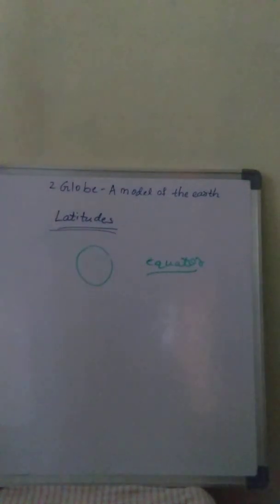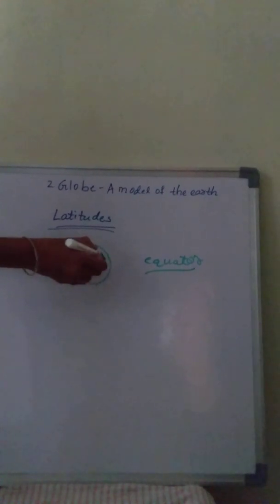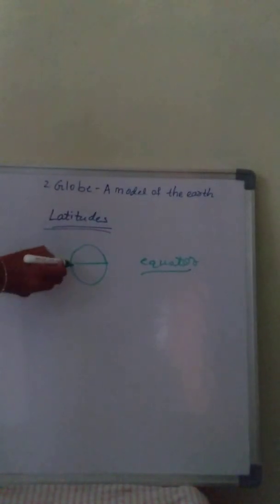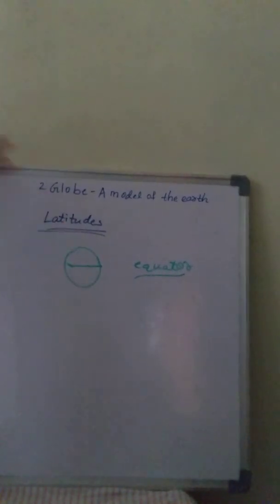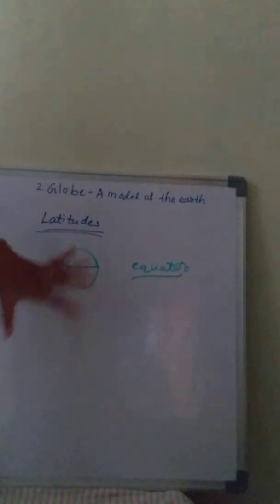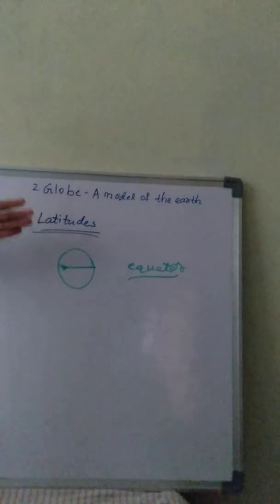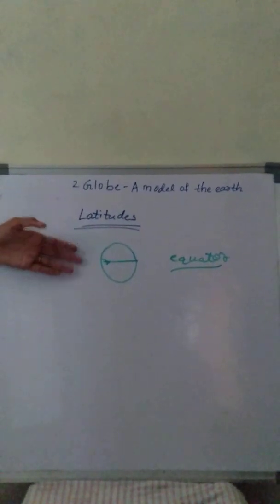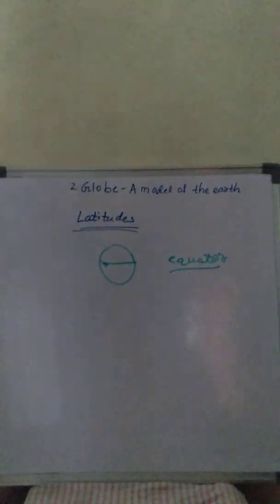Think that this is the earth. The equator divides the globe into two equal parts, and these are called hemispheres. I'll write here.